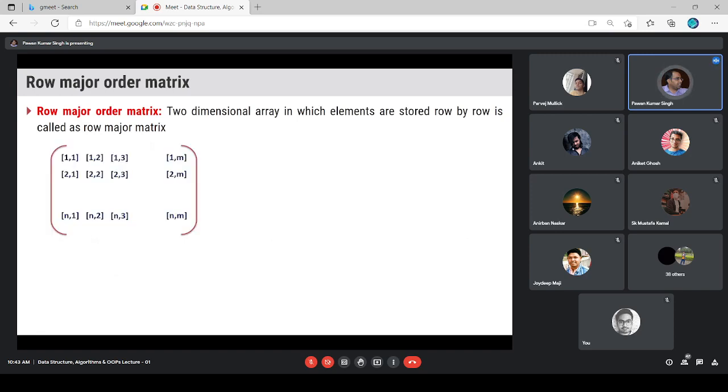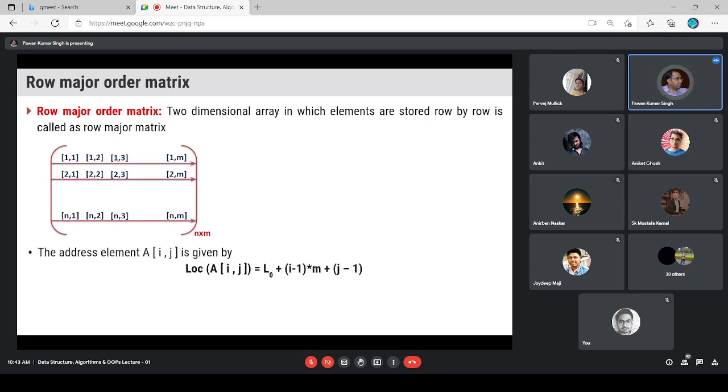The row major order matrix. This is the two-dimensional array where the elements are stored row by row. It's an n cross m matrix. And here, how would you find the address of element Aij? The generalized formula is location of Aij equals L0 plus I minus 1 into m plus j minus 1. N is the number of rows and m is the number of columns.